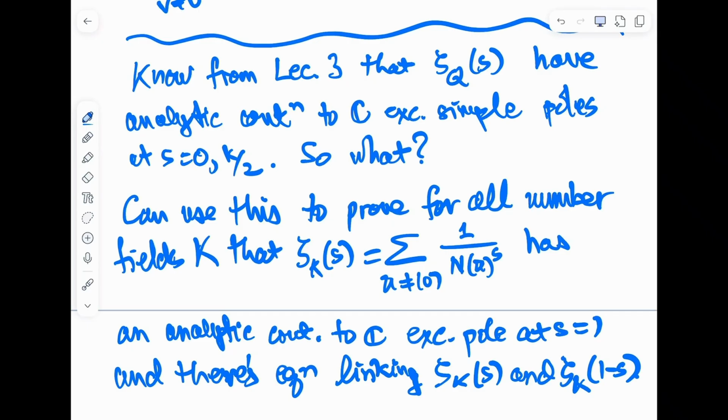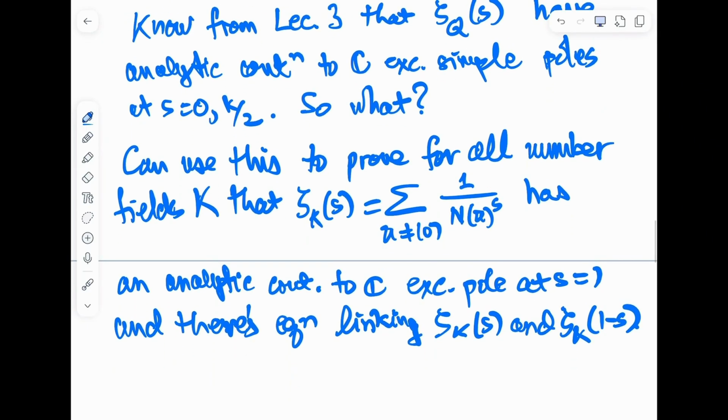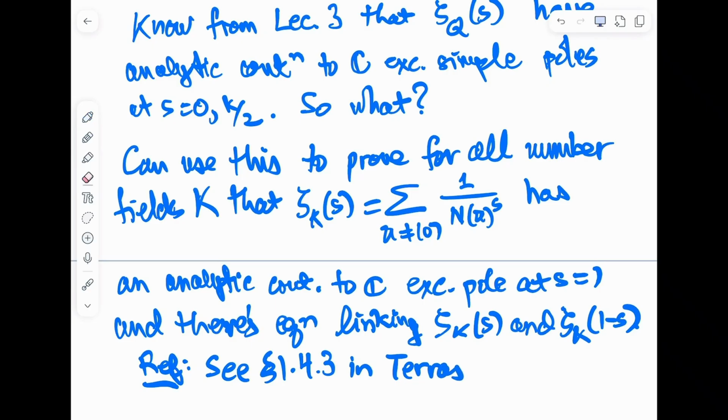So this is just showing you that even though the zeta functions of quadratic forms might first seem like something I don't have a direct interest in, you can bootstrap the property of the analytic continuation and a kind of functional equation for those to derive this case for all number fields. And as a reference, if you look in section, let's see, what was it, 1.4.3, in Audrey Terras's book called, what is it, Harmonic Analysis on Symmetric Spaces.